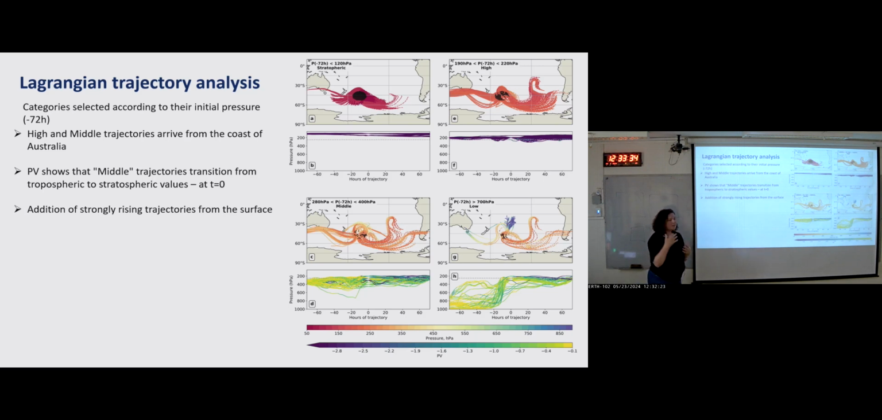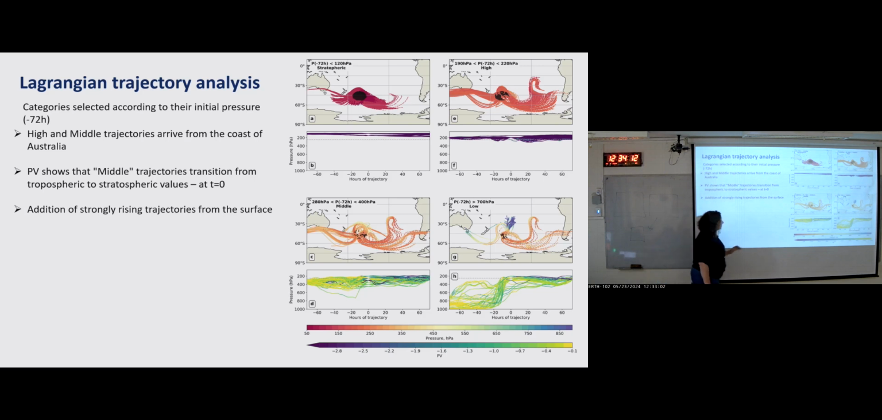Okay, so we can look at the origin and split them into different origin locations. Okay, so we have four different categories. We have the stratospheric ones, which are not moving that much. I'm going to leave them in a second. And we have these high trajectories here and these middle trajectories here that are both kind of coming from 400 to 200 and above 200 hectopascal height levels. So that's their initial place. These are coming all the way from the coast of Australia. So we would expect these to advect the smoke as it's coming in the uppermost levels.